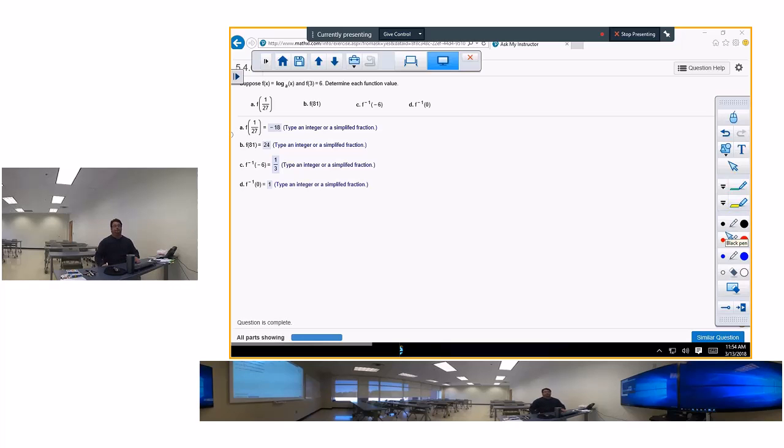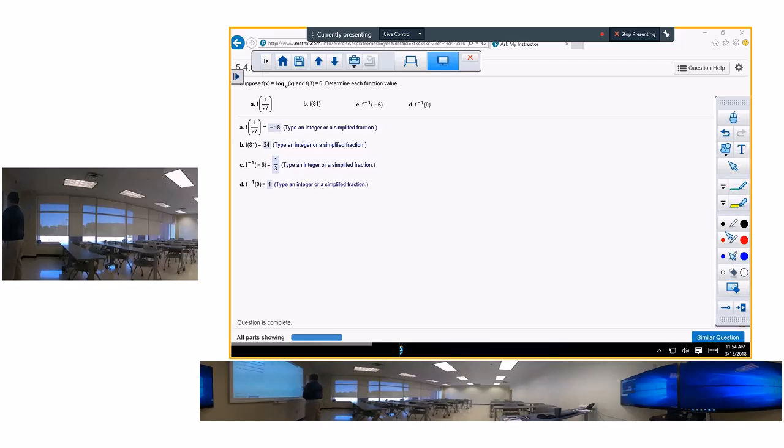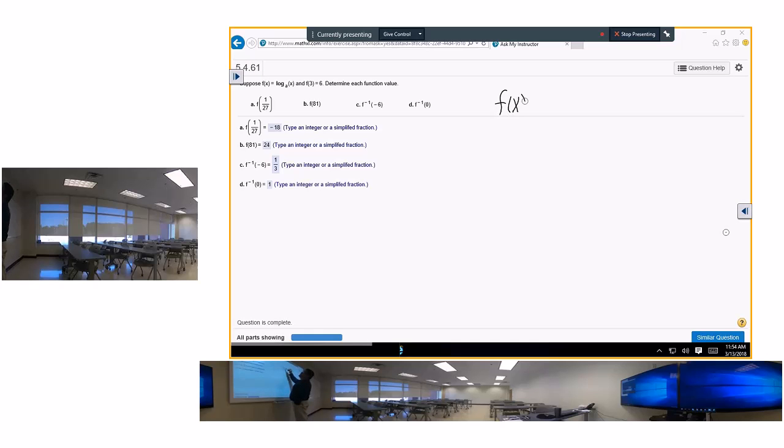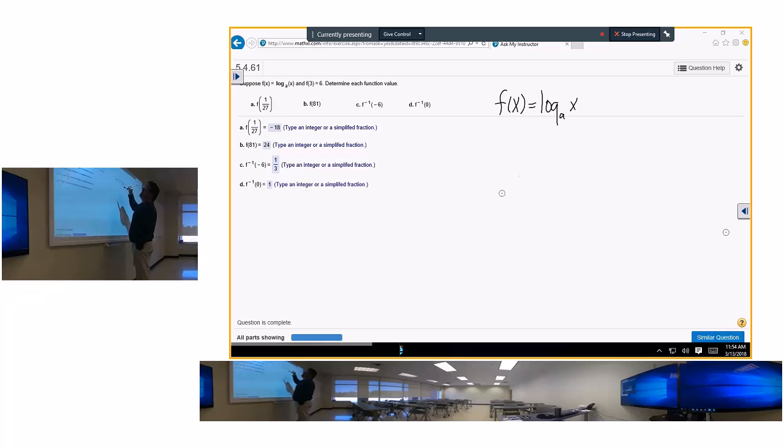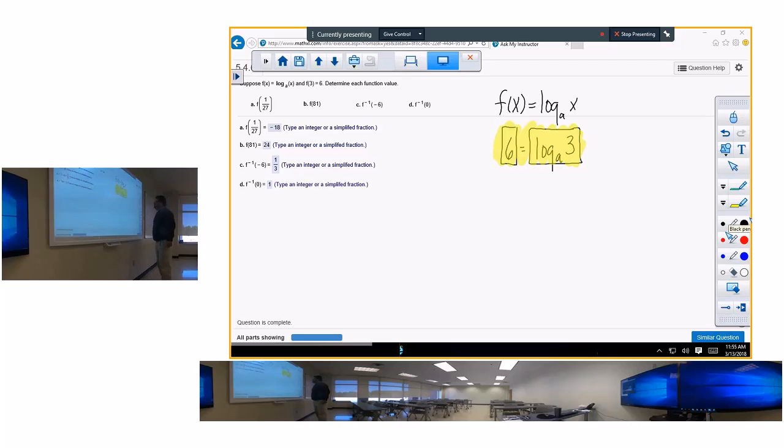Okay, this one is giving you the directions. It's saying f of x is equal to log base a of x. And they're saying that if I plug in 3, f of 3, for y I'm going to get 6. So that basically means 6 is equal to log base a of 3. Now remember this, because you're going to use it later. So I'm going to highlight that. Okay, remember that.